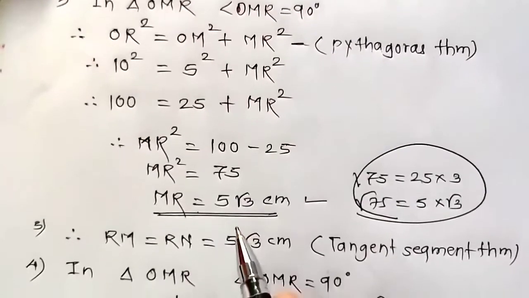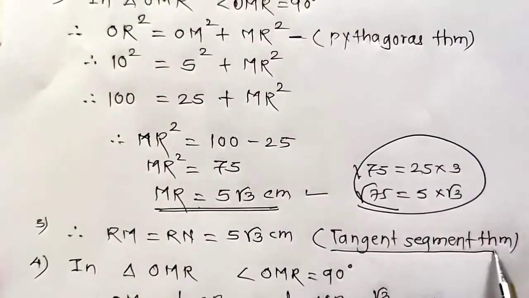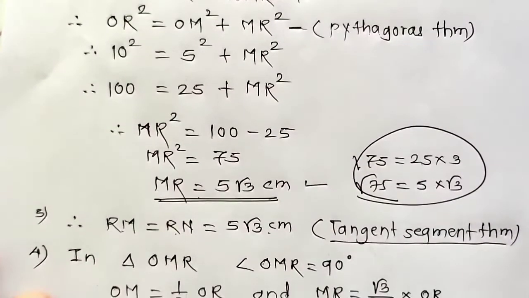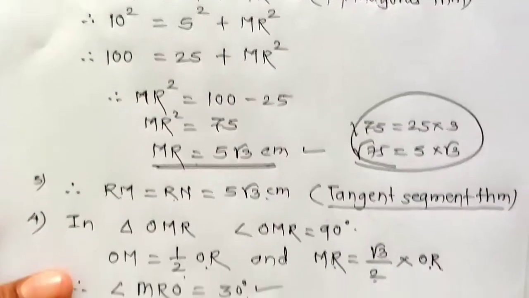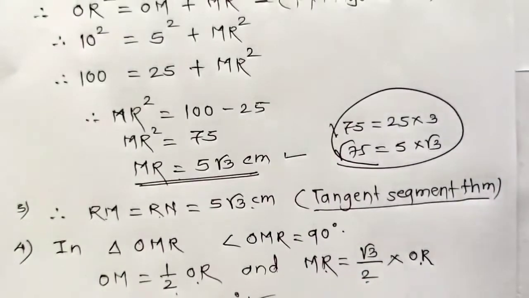Therefore both tangent segments from an exterior point are congruent. That is called the tangent segment theorem. By that theorem both segments are equal to 5 root 3. Now in triangle OMR, one angle is 90 degrees, OM is half OR, and MR is root 3 by 2 times OR, therefore angle MRO is equal to 30 degrees and this angle is 60 degrees, twice of that. So in this way we can complete the second sum.